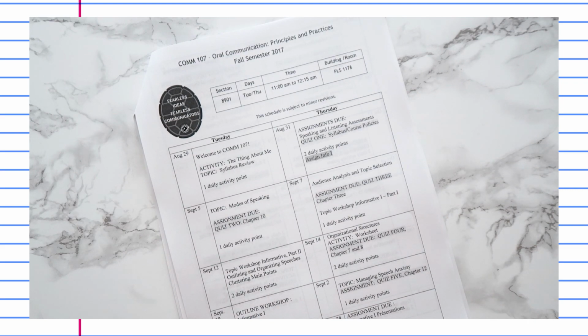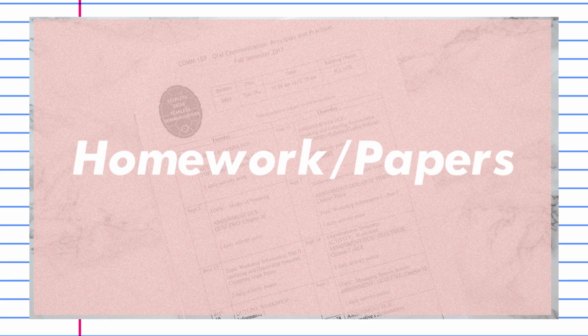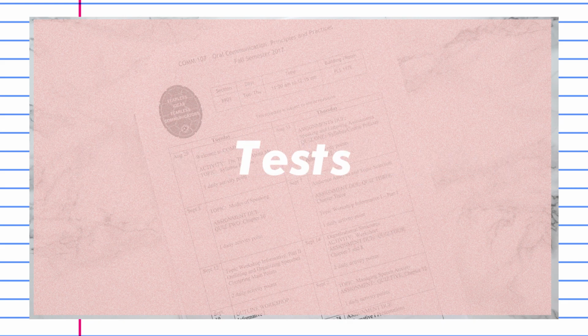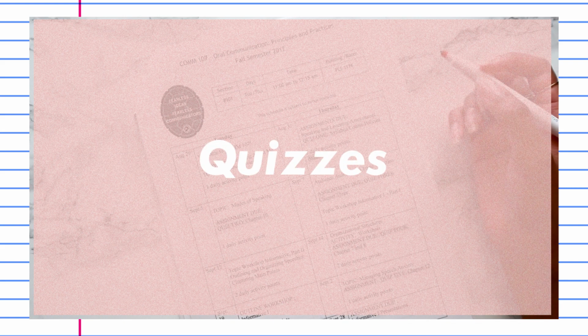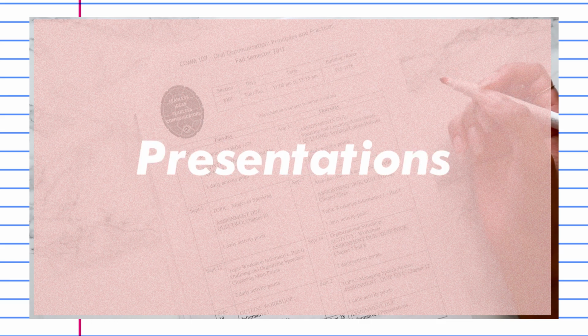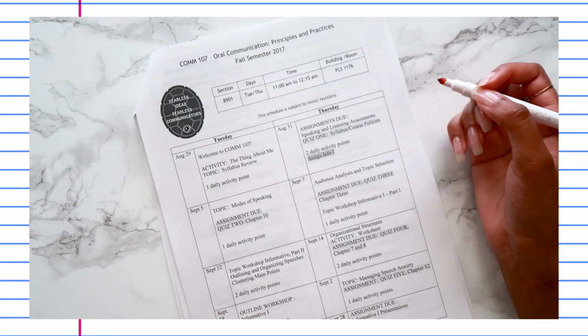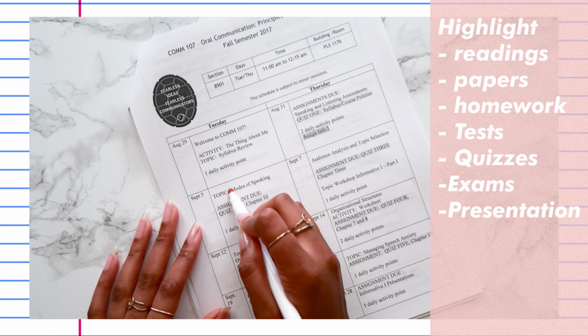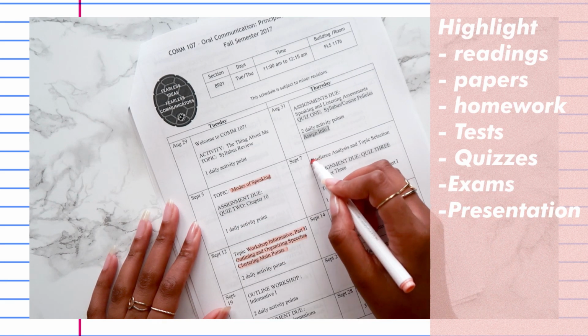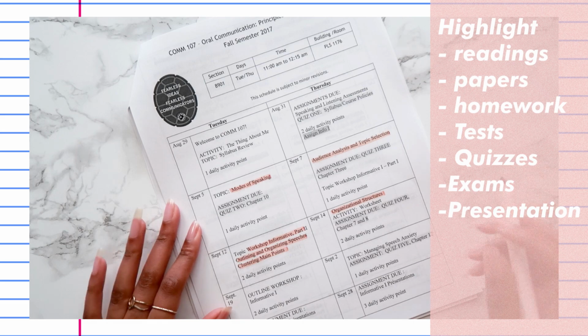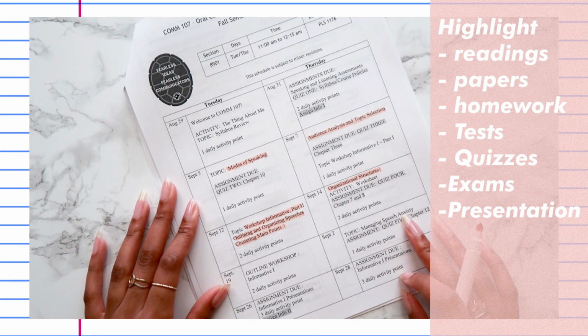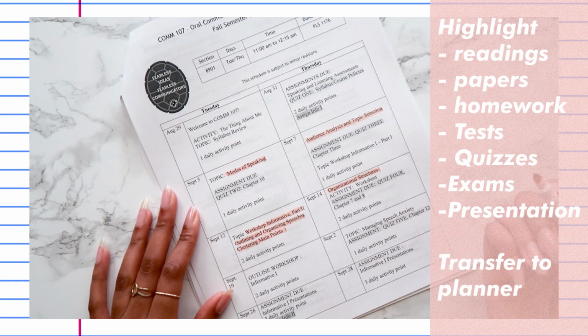The things to look out for in a schedule outline are any of your weekly readings, any assignments as far as homework or papers, any test dates, quizzes, exams, and presentations. Those are the things you need to look out for. Go through your syllabus and highlight each of these items. Once you've highlighted them, transfer all of that information into your planner or bullet journal.